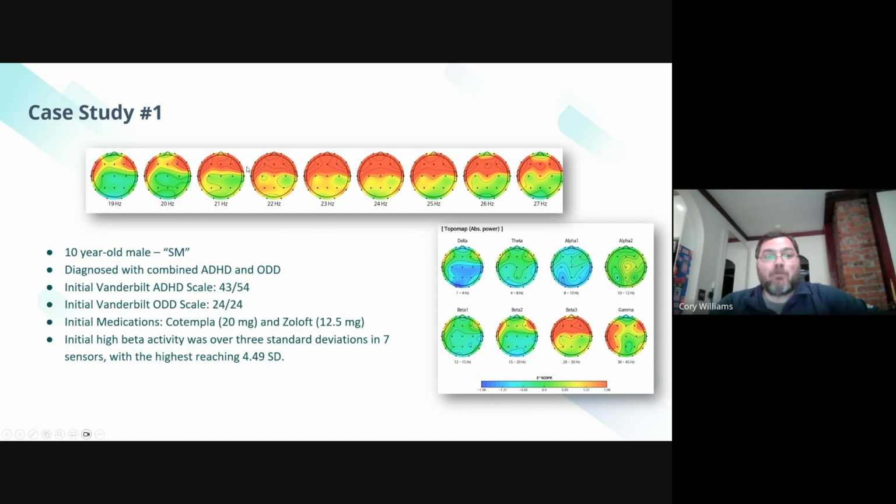Now, his initial beta activity, which we can see in these beautiful iMedisync maps, is really high. And look, this is 19 hertz all the way up to 27. We saw it in over 3 standard deviations in 7 separate sensors. And then the highest one was at 4.49 standard deviations. So well outside of a normative curve, okay?